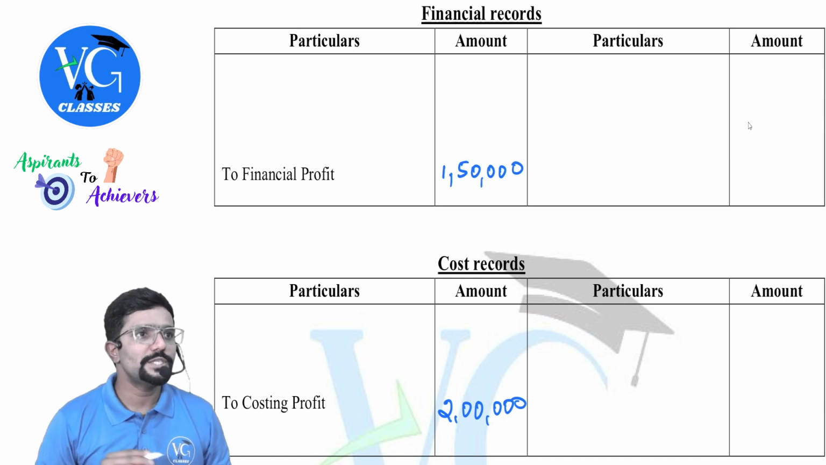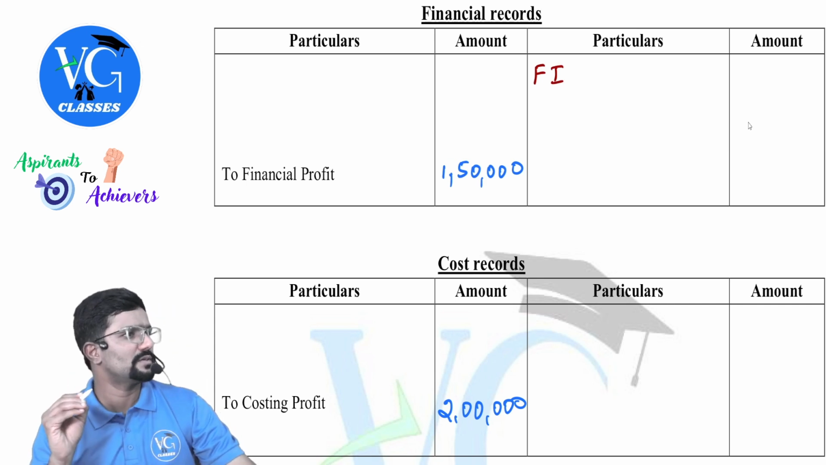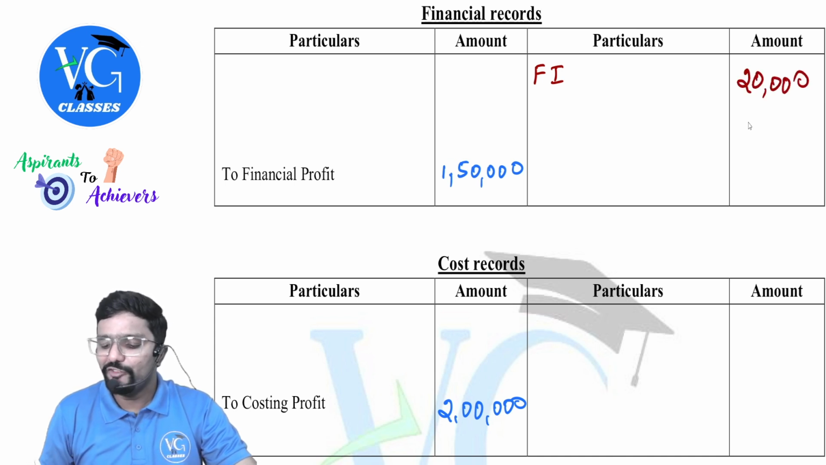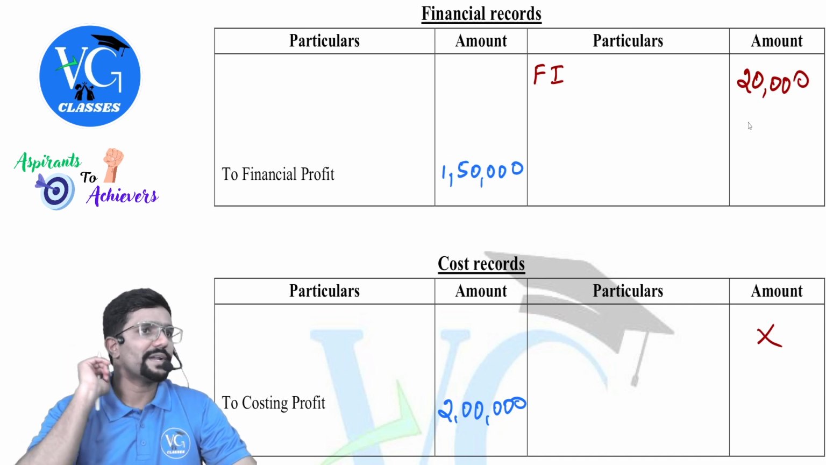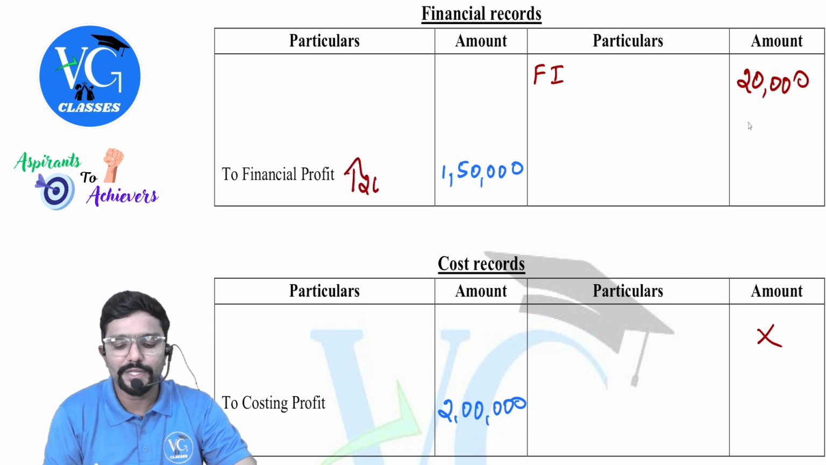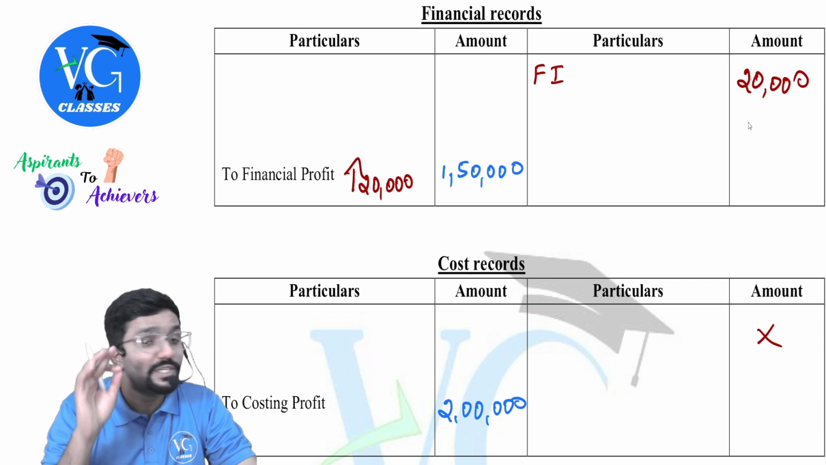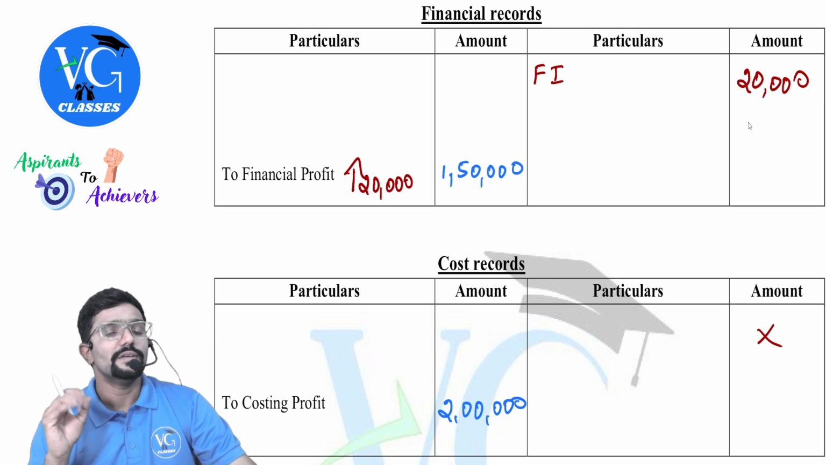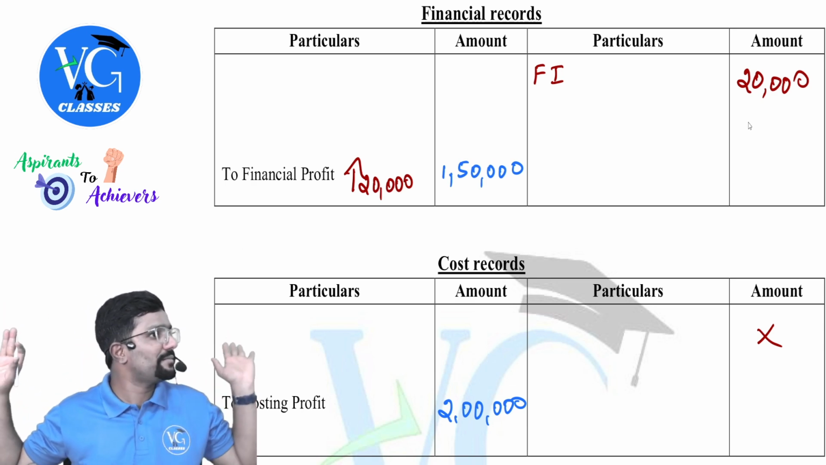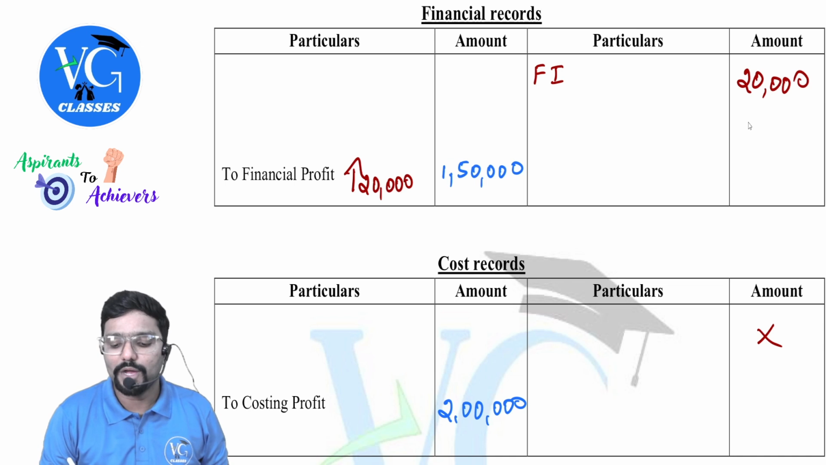Now assume there is one revenue, a financial income, recorded only in financial books. How much? 20,000. Have we recorded this in costing books? No, we have not. Because of that, my financial profit has gone up by 20,000. If this item had not been there, my financial profit would have been 1,30,000. Don't think that the difference will increase again. We have a number of items, and one of the items I am discussing now.